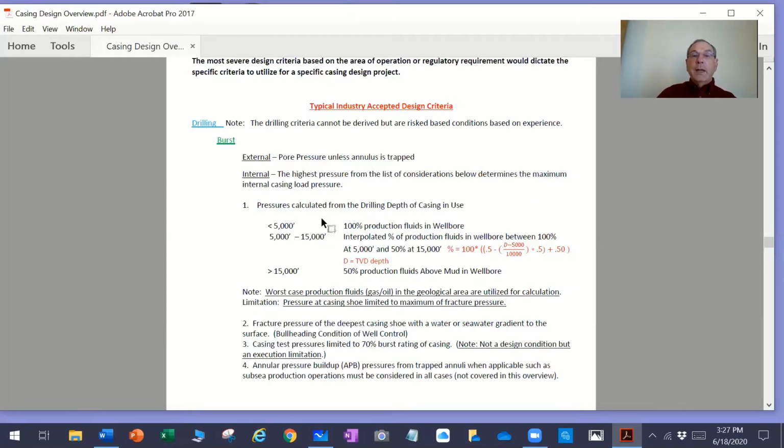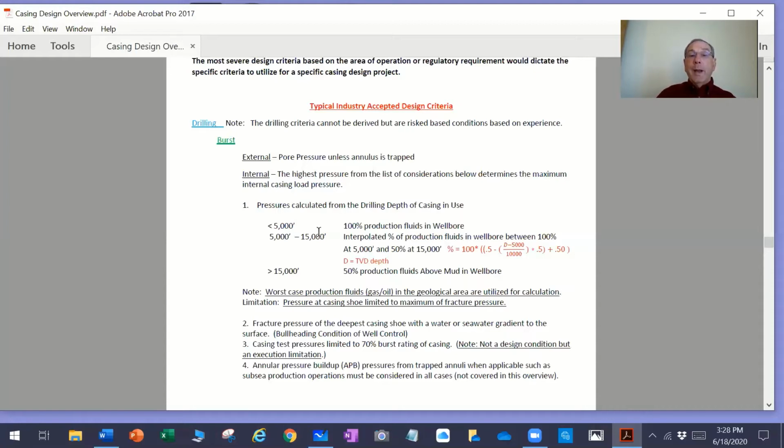So if it's less than 5,000 feet, we use 100% production fluids in a well bore. And we are always going to use the worst case production fluids for the geological area that you're operating in. So if you're in a geological operating area that can have gas, you're going to use a gas gradient. If you're in an area that has no gas and you only have oil, so your kick is going to be oil, if you take a kick, that's the worst case, then you use an oil gradient. Whatever the appropriate gradient is, that's what you're going to use.